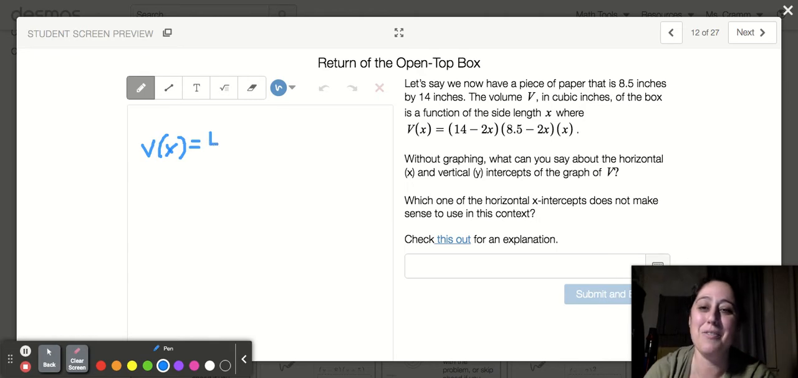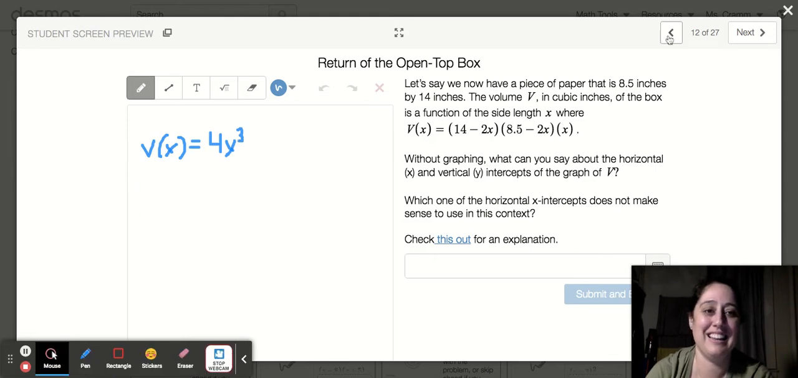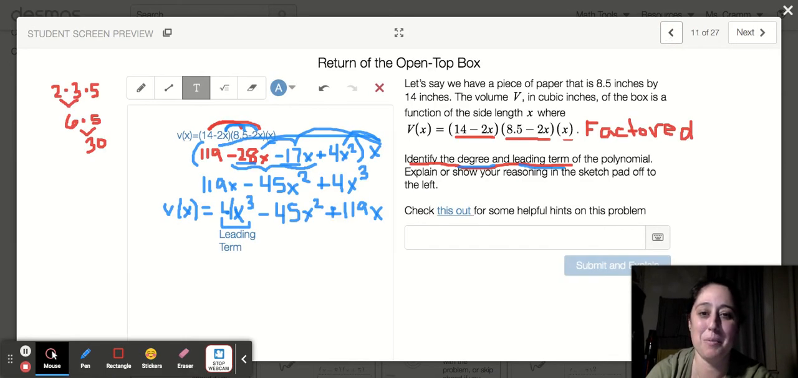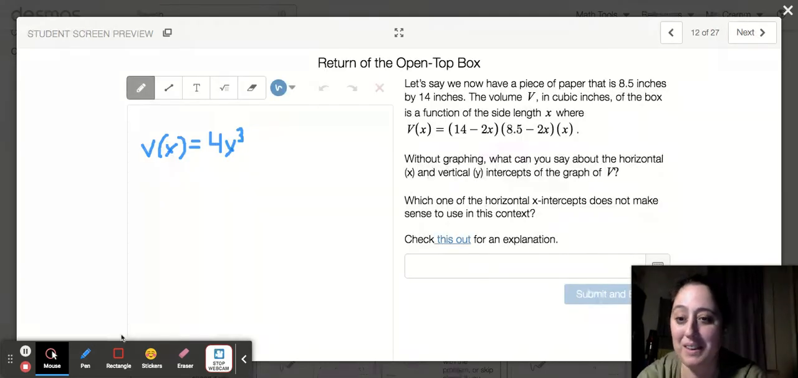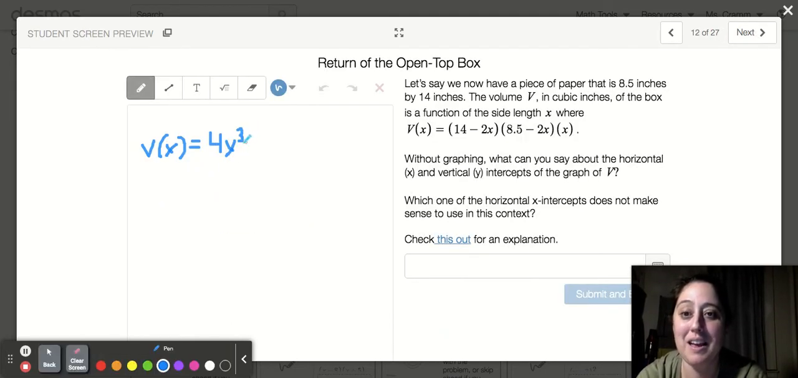No. Okay, wait. 4x to the third. See, Miss Karen has a horrible memory. 4x to the third minus 45x squared. Okay. Minus 45x squared plus 119x.